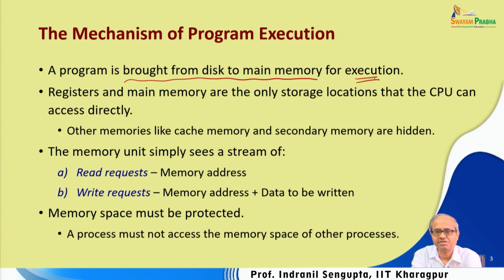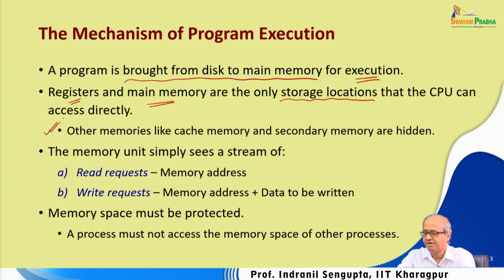And as I said, processors cannot access the cache memory directly, cannot access the secondary memory directly; it can only access registers and main memory. Registers are inside the processor itself. There are instructions which can directly access and manipulate the registers, and you can access data from the main memory. These are the only storage locations which a processor or the CPU can access. The other memory components like cache memory or secondary memory are not directly visible to the processor.